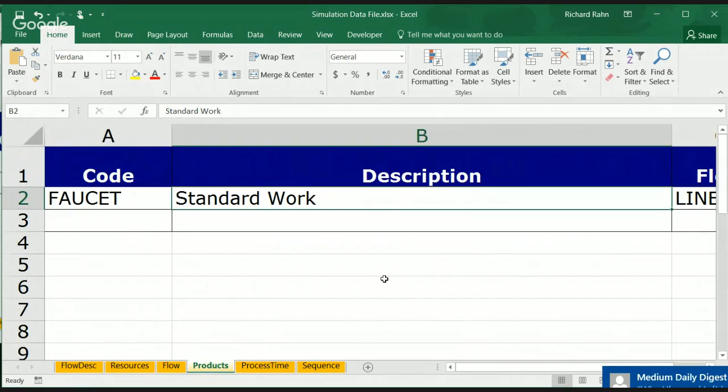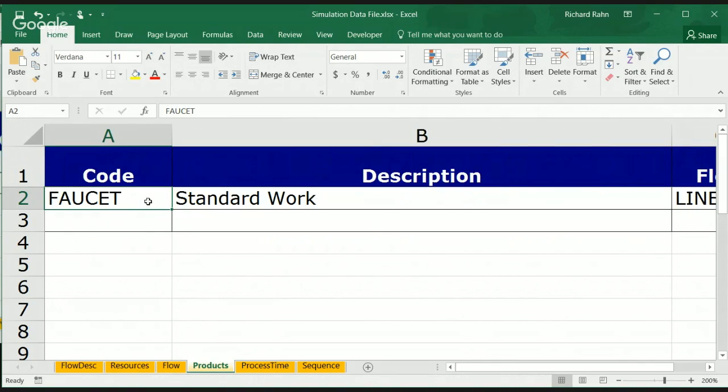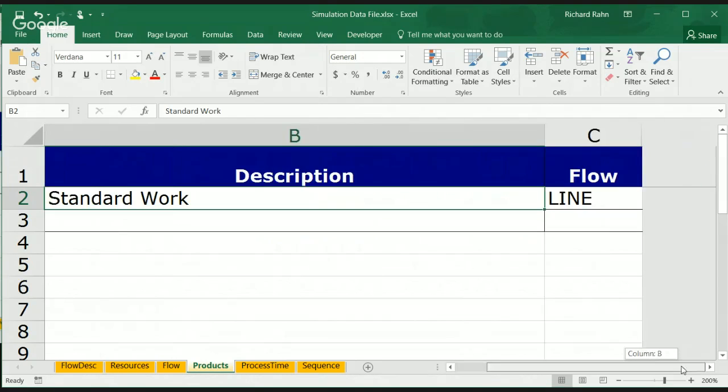Now, next one is called products. I think there might have been some variation in the work content time, but I'm leaving that out for the moment. I'm just saying they have one product. Lots of different models, but from a product point of view, it's all the same. And we're calling it faucet. This could be an actual part number in this column here, but I'm just calling it a faucet, and we're defining the standard work for that. And that faucet is going to be built on this line.